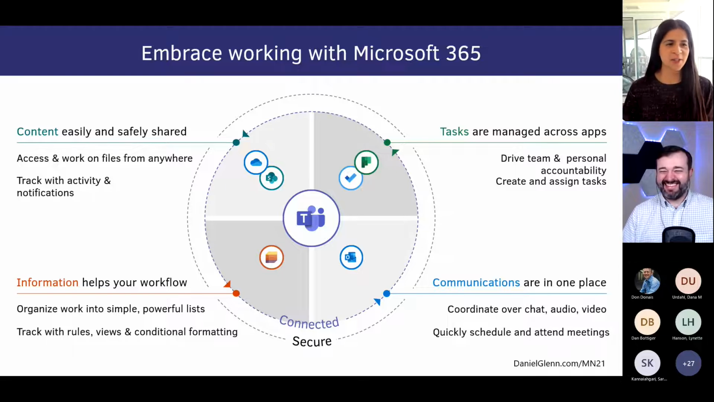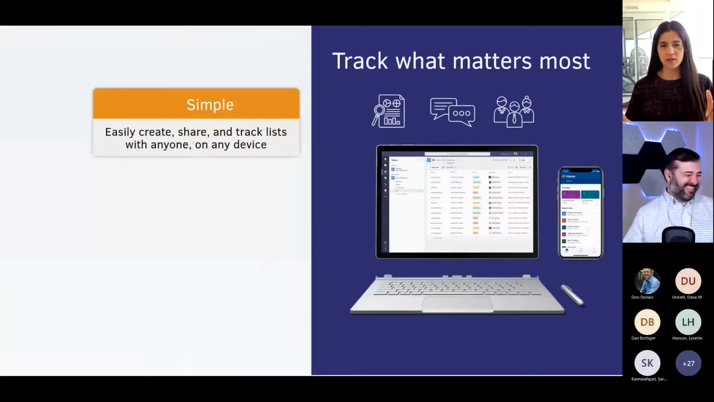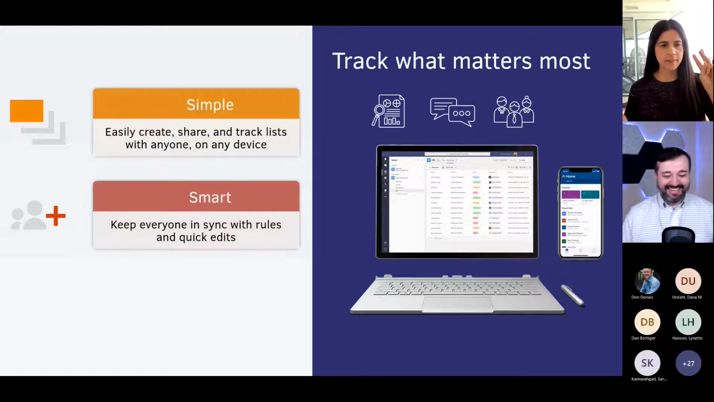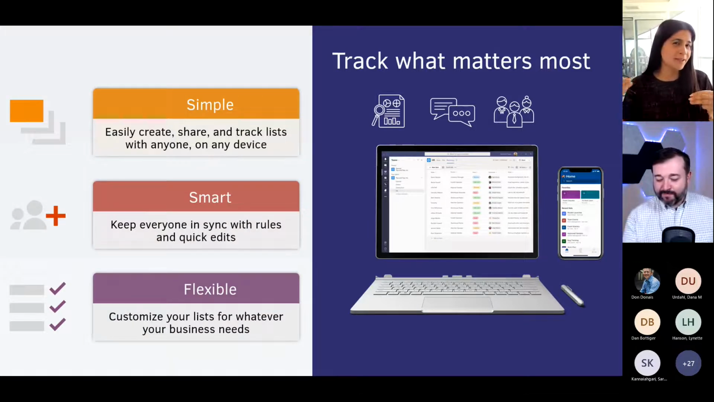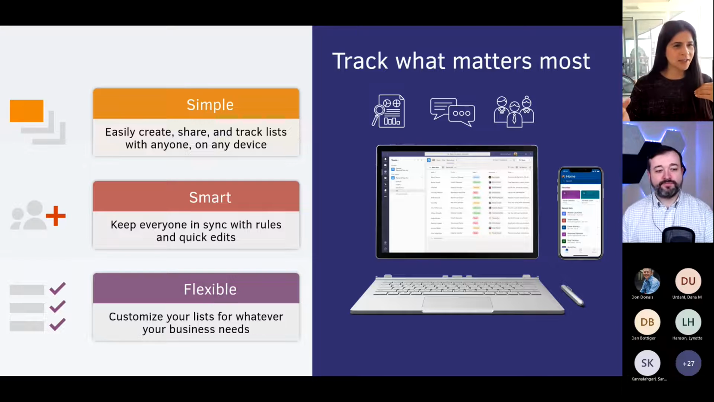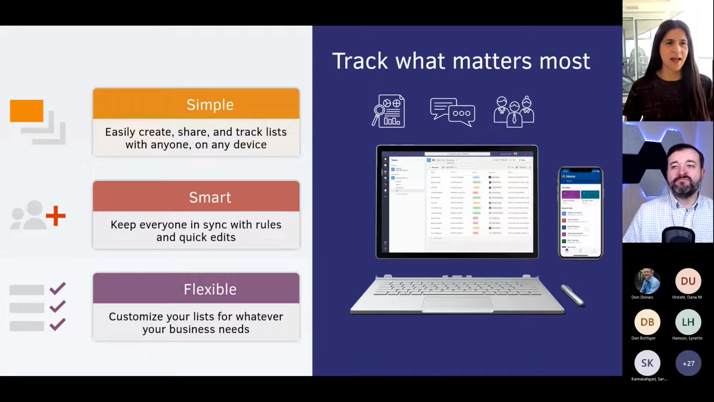So the next slide is just going to show you that we're going to talk about 3 things about lists. I'm not here to sell you on lists, but I'm hoping I do sell you on them. It's kind of the objective that I want to get through. But essentially, lists have 3 main awesome features. They're simple, they're smart, and they're flexible.